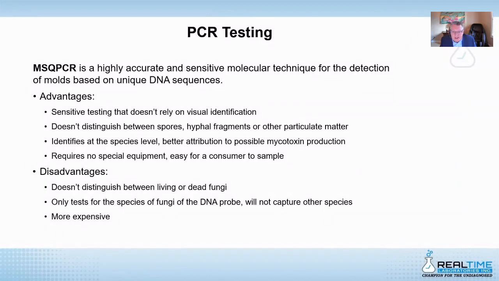The disadvantages: it does not distinguish between living or dead fungi. DNA is DNA, and so it'll pick that up. And it's very narrow. It's a deep test, but it's a very narrow test. So if you don't put in the DNA probe for the exact species that you're looking for, it's not going to capture it. And of course, the lab has to pay for each of those DNA probes. So it is not an inexpensive test to run, much more expensive than direct microscopic exams.